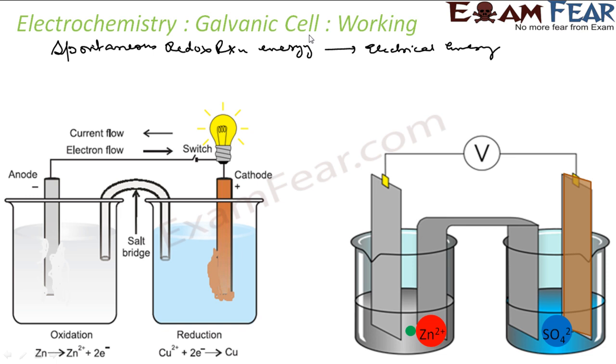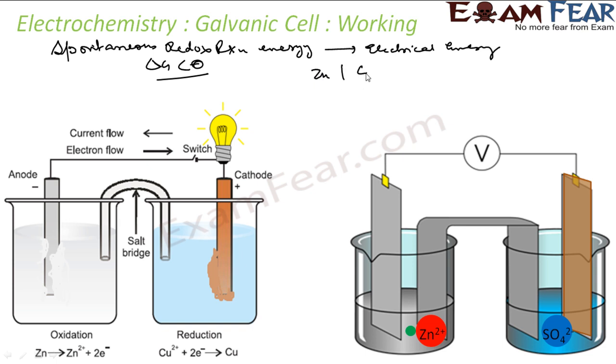It is named in the honor of Luigi Galvani and Alexander Volta, right? And the half cells are generally connected by a salt bridge. Daniell cell, which we just explained, is also a type of galvanic cell. Correct? So the Gibbs free energy of the spontaneous reaction is always negative. And this Gibbs free energy is converted into electric energy, right? And this electrical energy is used to run gadgets like laptop, phone, tube lights, bulbs, correct?